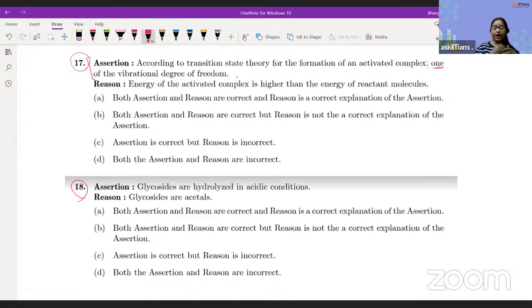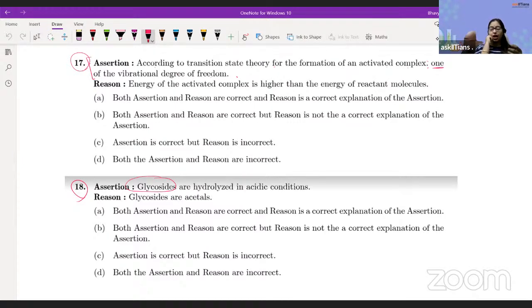Then we'll move to 18th question. Glycosides are hydrolyzed in acidic conditions. And glycosides are acetals. So glycosides are the ones which are present in case of your lipids. They can be easily hydrolyzed in acidic conditions. A glycoside is you have also your glycosidic bond, which is present in, like basically in lipids, we have ester phosphate bonds. Majorly these glycosides are present in carbohydrates, sorry. Glycosides are present in carbohydrates.